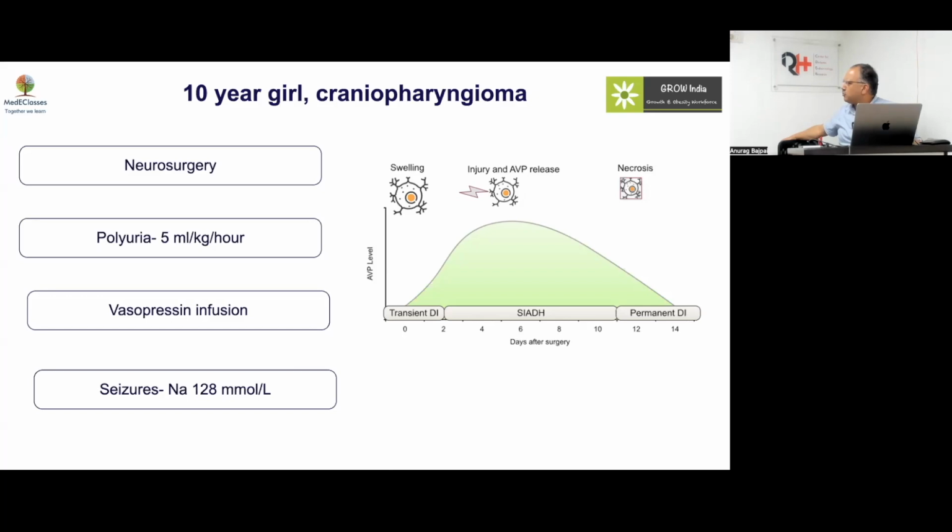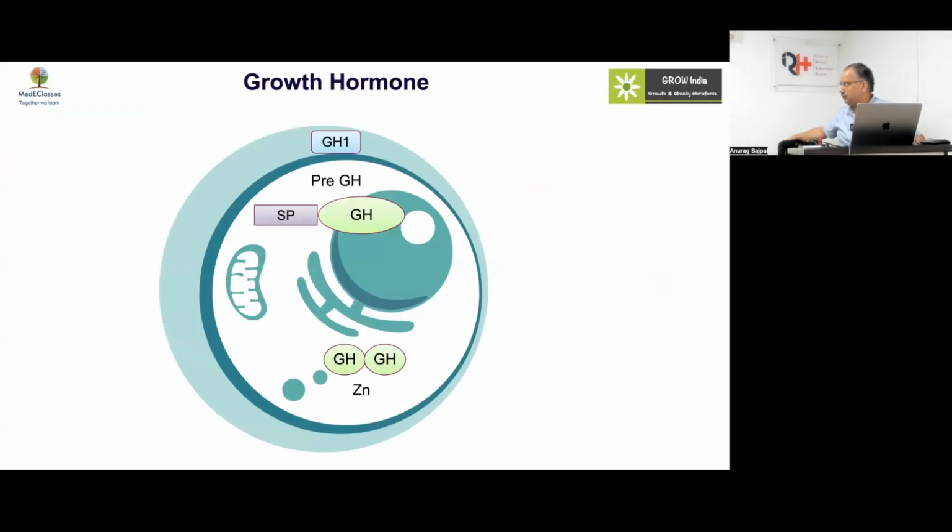Not necessarily that you've got this entire triphasic response in everybody, but it can be a big headache in that regard. And if somebody gives them Minirin or something, that really causes a huge problem in that regard. So this could be a SIADH phase, so avoid AVP.